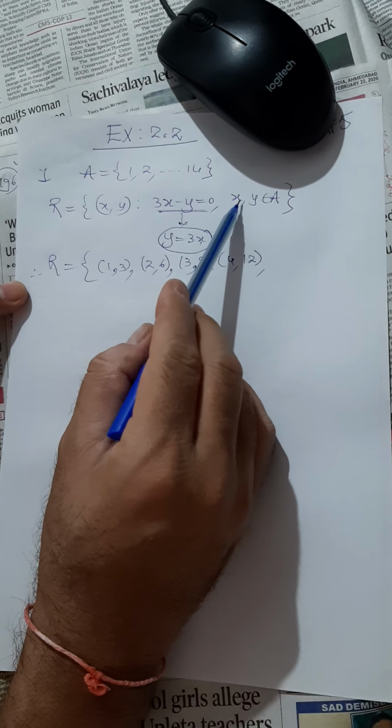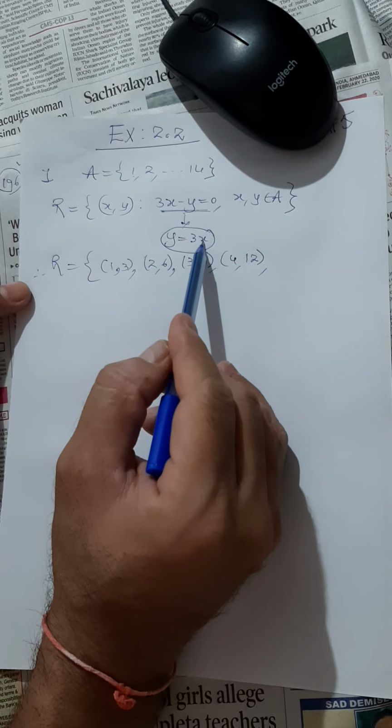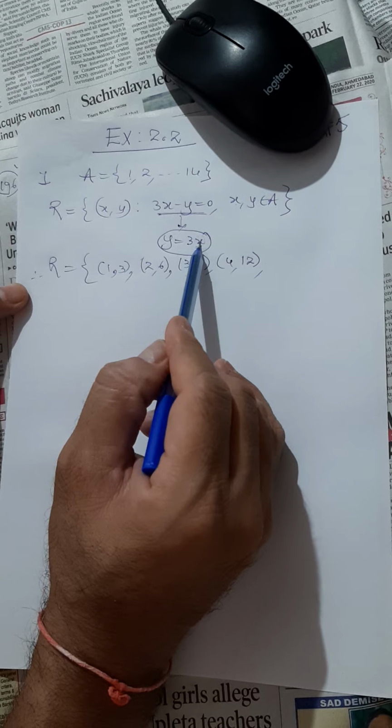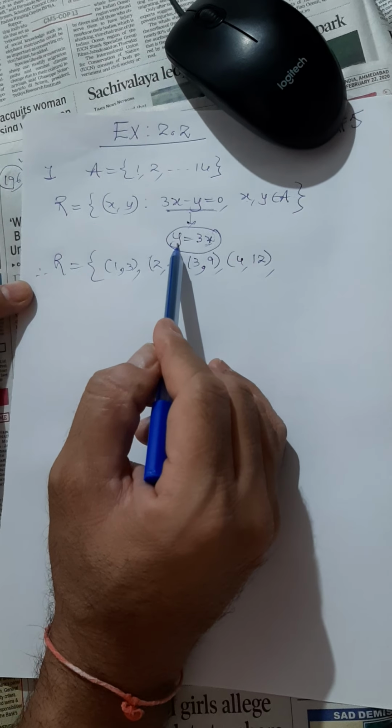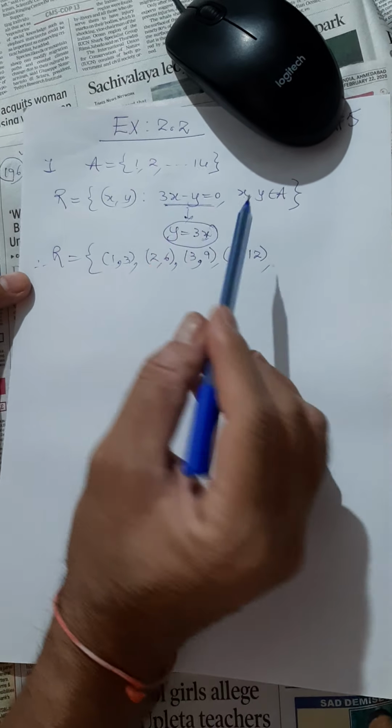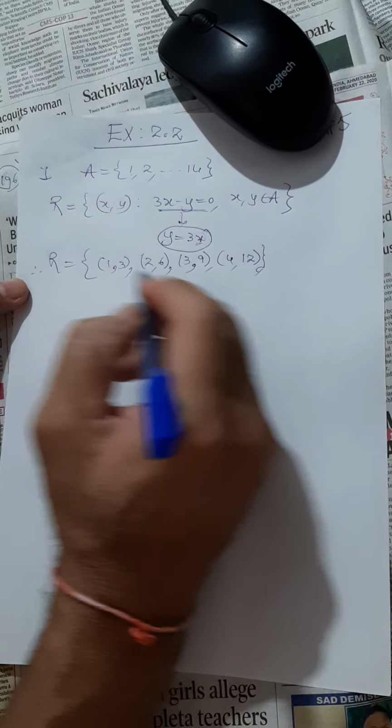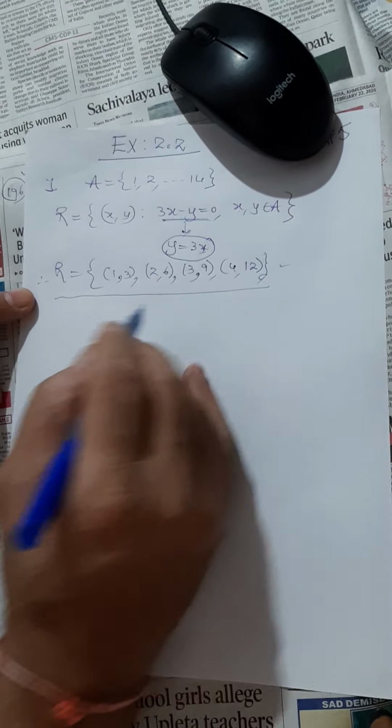Now x and y both come from A, so I can take 5 also here. But if I take 5, then y will be 15. But 15 is not there, so you have only this many ordered pairs. This is the relation set R, remember.